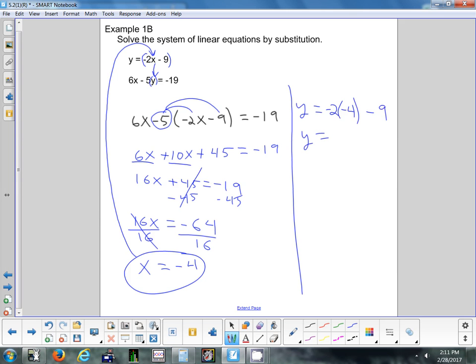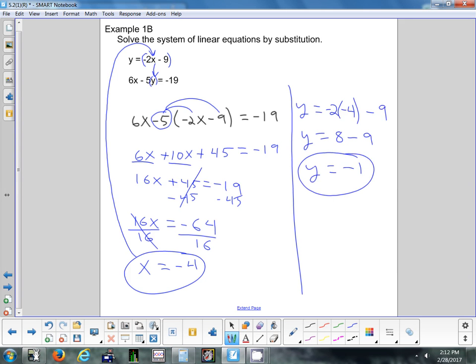Okay. Next, I have multiplication and subtraction. What do you do first? Multiplication. Derek, what's negative 2 times negative 4? 8. Yep. So we have 8. Now we almost have y. We just have to do 8, take away 9. Okay, what's 8, take away 9? Negative 1.